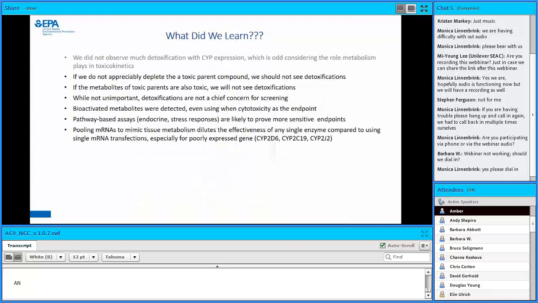So what else did we learn? Well, I think it stands to reason that if we don't appreciably deplete a toxic parent compound, we're not going to see very many detoxifications. But it also assumes, right, that the metabolite that we're forming is not itself also toxic, and we won't know that usually either.